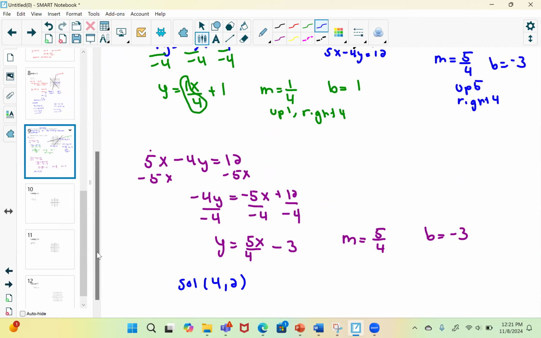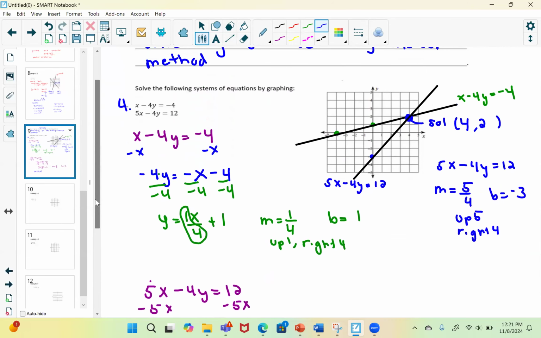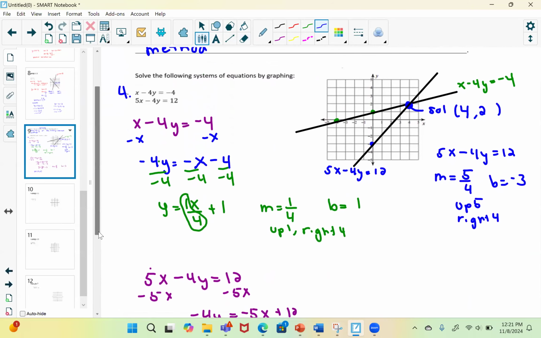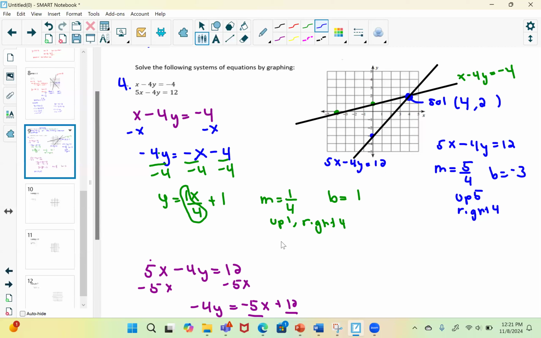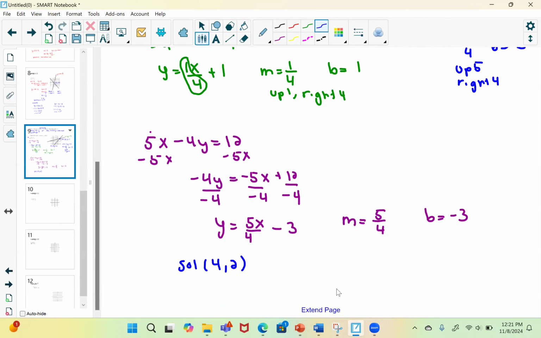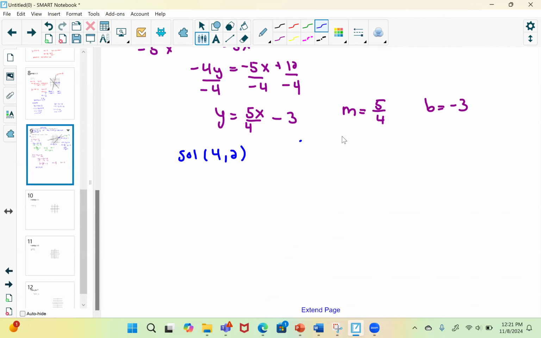Okay. And then we can check it. When you check it, you should plug it into the original. Because if you made a mistake when solving, then it might be right for your new equation, but it won't be right for the original. So make sure you plug it into the original. So again, the originals were x minus 4y equals -4 and 5x minus 4y equals 12.